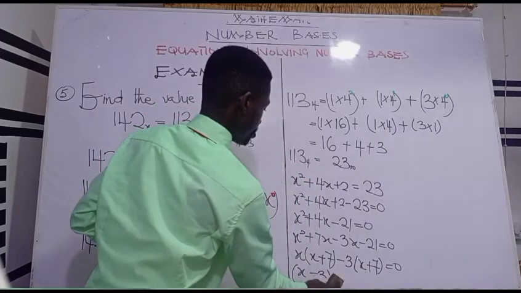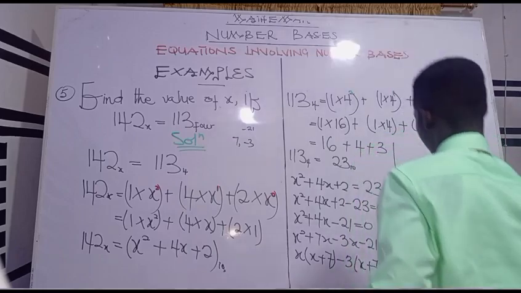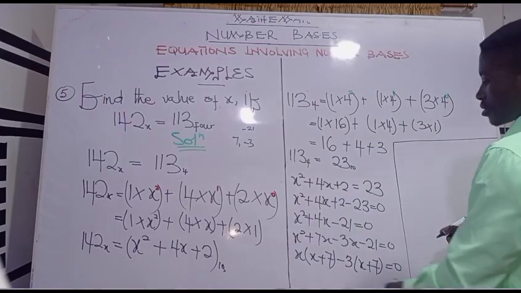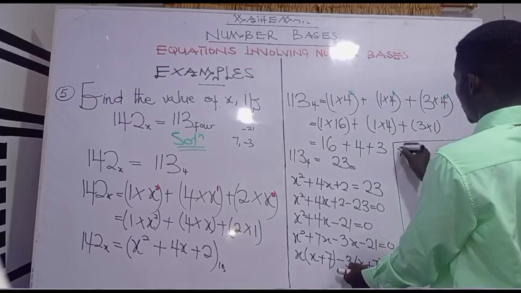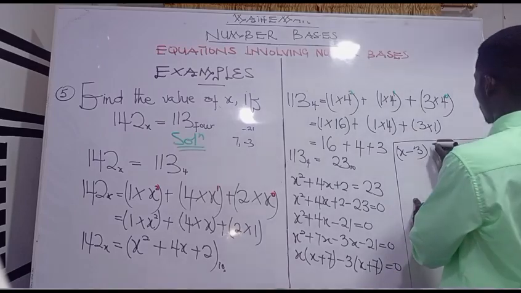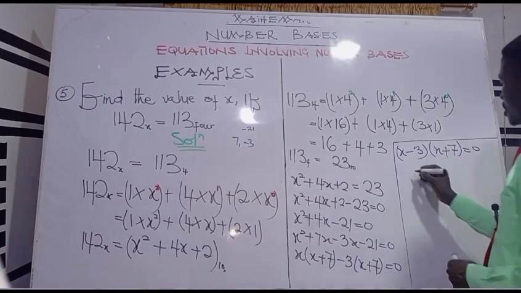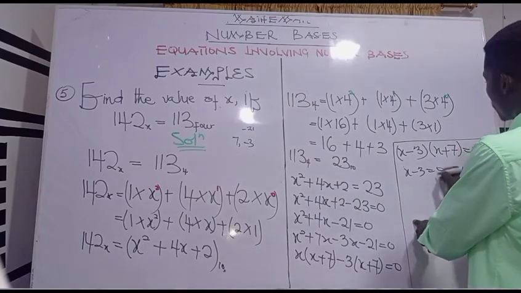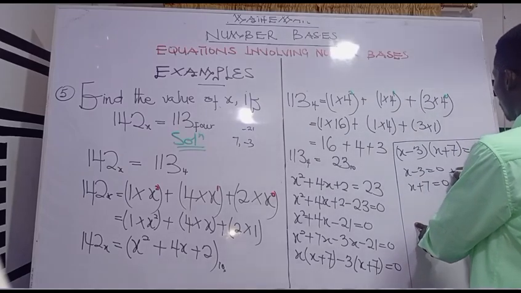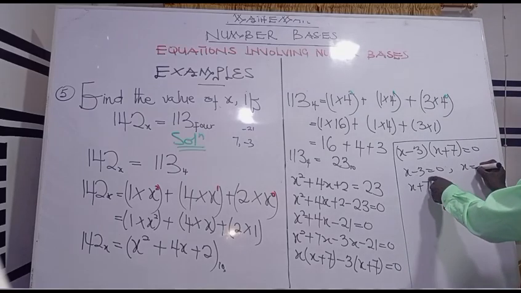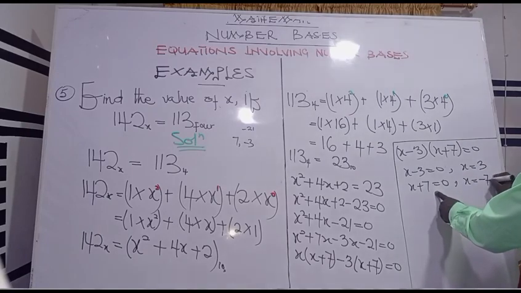Let's continue from here. So we pick those outside the brackets. So we have x minus 3 and then we pick any of the brackets, one of them, x plus 7, all equal to 0. So you can say that x minus 3 is equal to 0 or x plus 7 is equal to 0. So from here, our x is equal to 3, or from here, our x is equal to minus 7.